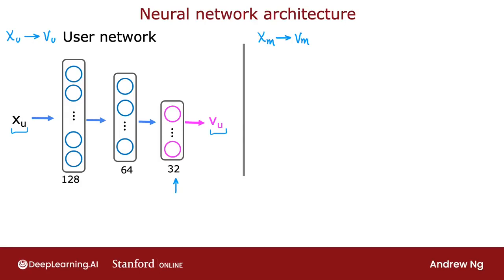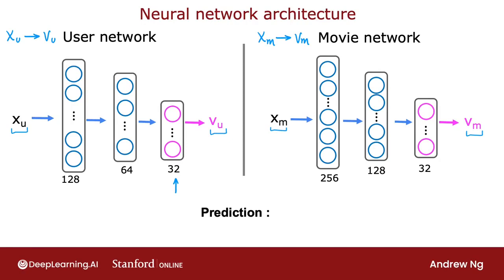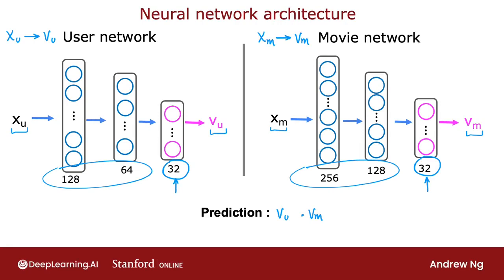Similarly, to compute VM for a movie, we can have a movie network as follows. That takes as input features of the movie and through a few layers of a neural network ends up outputting VM, that vector that describes the movie. Finally, we'll predict the rating of this user on that movie as VU dot product with VM. Notice that the user network and the movie network can hypothetically have different numbers of hidden layers and different numbers of units per hidden layer. Only the output layer needs to have the same size or the same dimension.